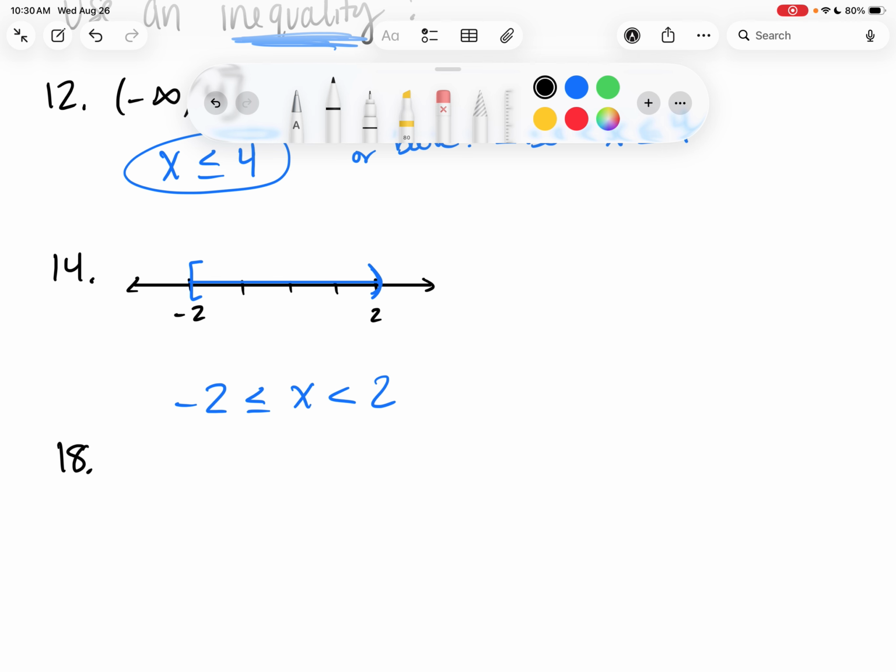All right, we're changing notations now. These next ones want you to write it in interval notation. Ooh, this is the bracket thing.